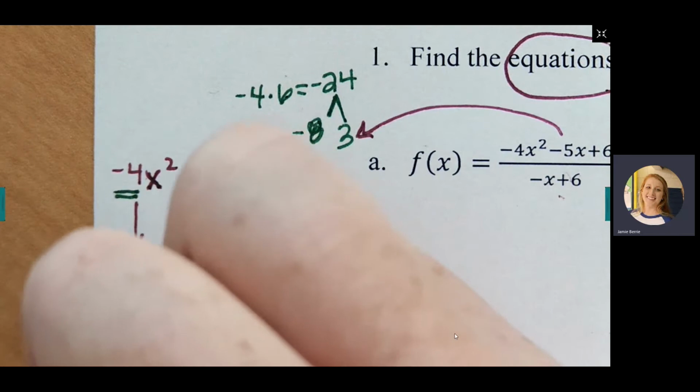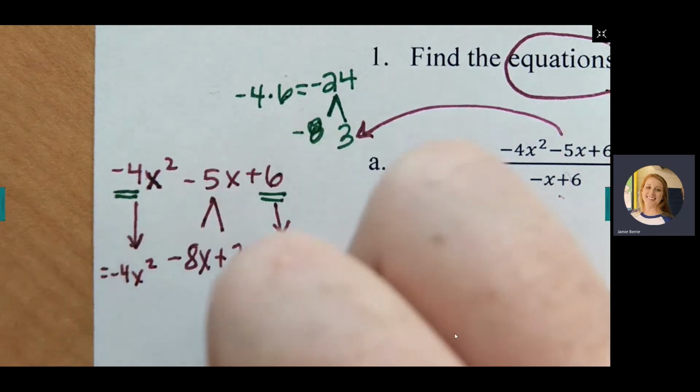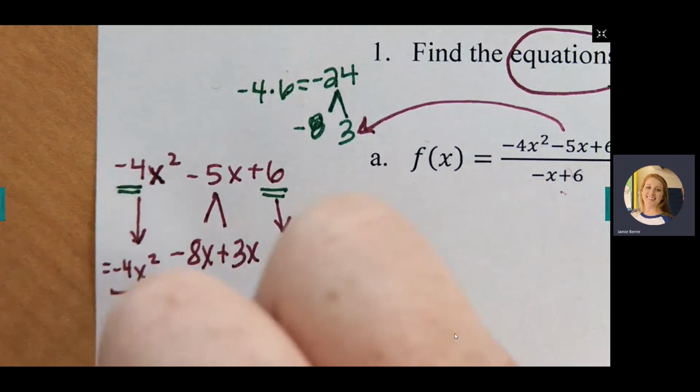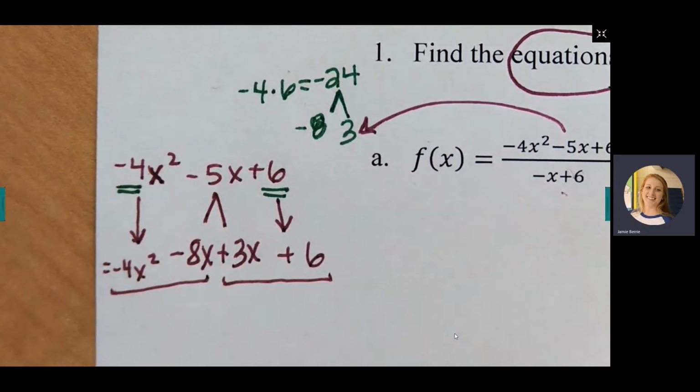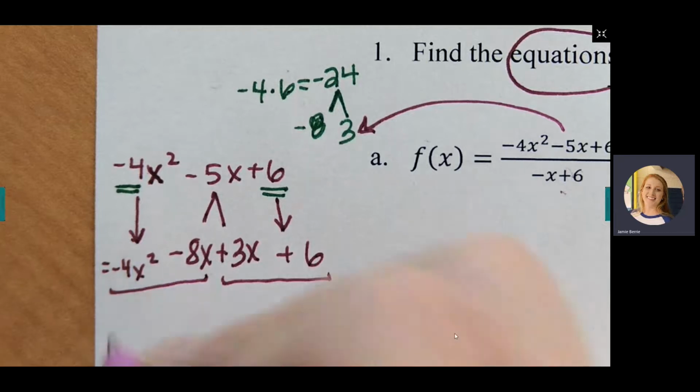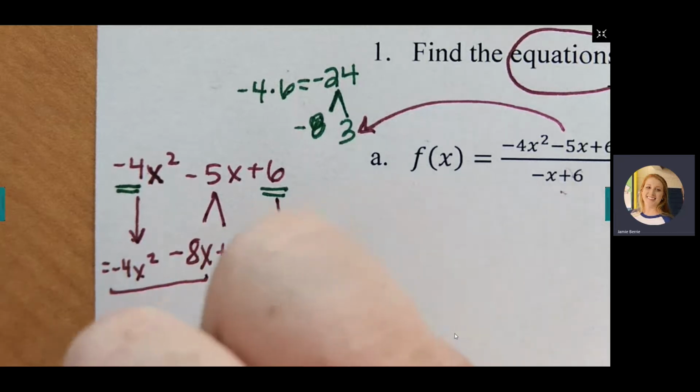So negative 4x squared plus 6. Now we've got 4 terms, so you're going to group them together, factor by grouping. Group the first two, group the second two. First two, second two. What should we factor out of the first two? What is the common factor here? Negative 4x. Good, negative 4x, very good.